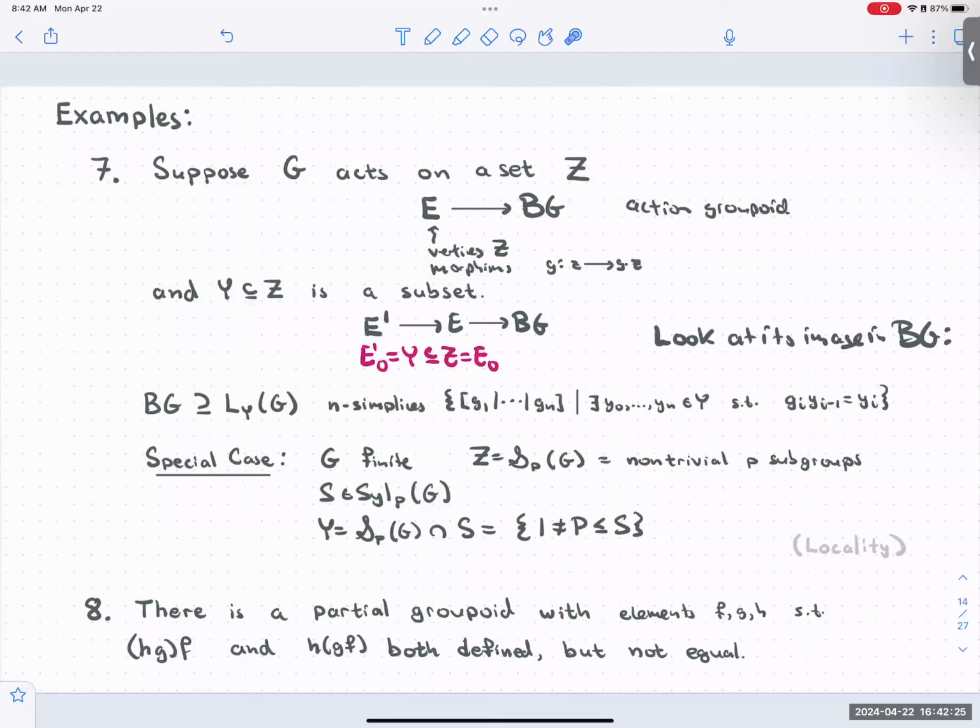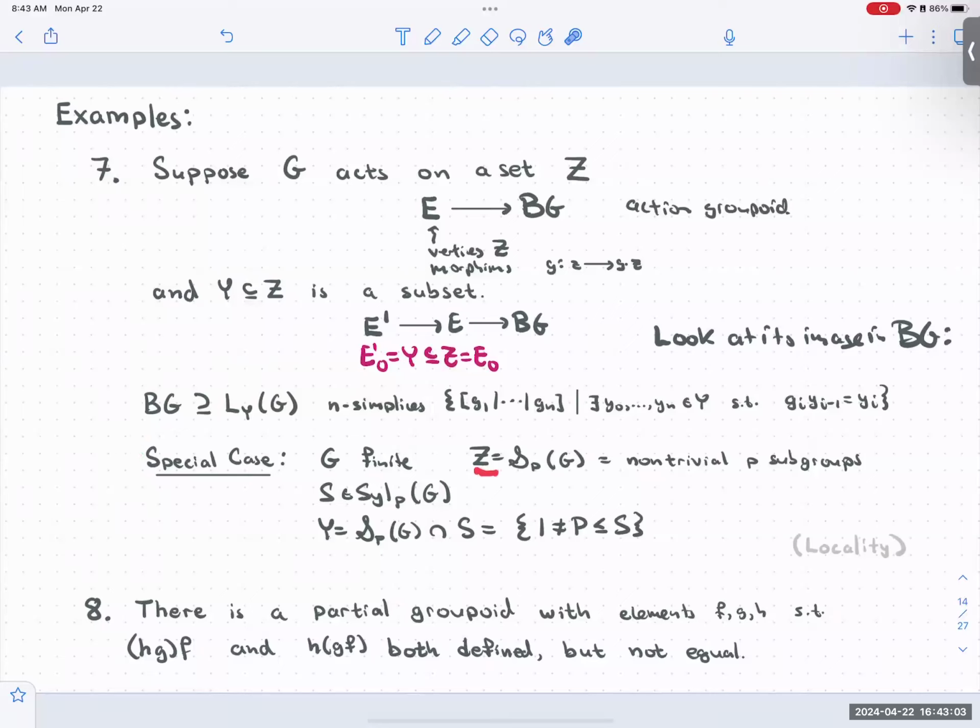Okay. So this is sort of a subtle thing. But actually, many of the most important examples turn out to be of this form. So sort of the image of this partial action groupoid or something. So actually the motivating special case from the group theory side is of this form.